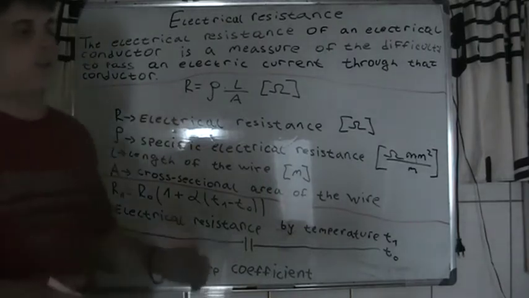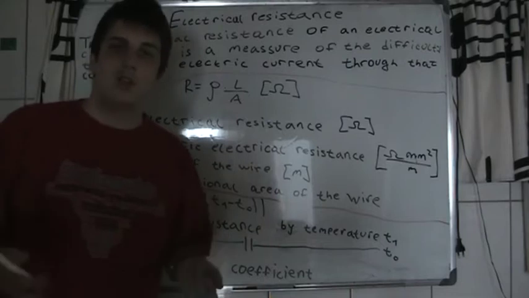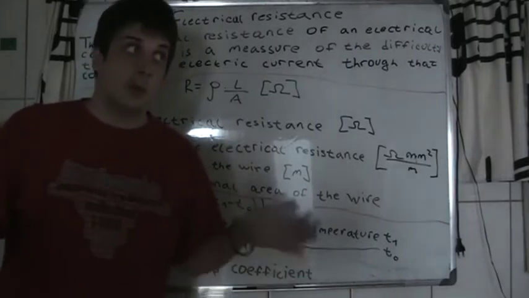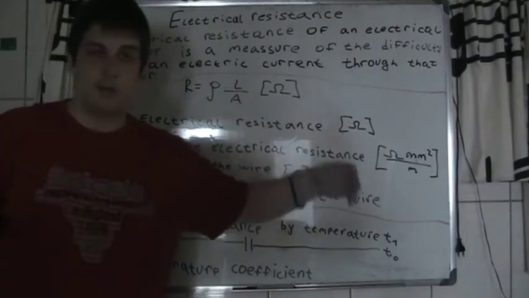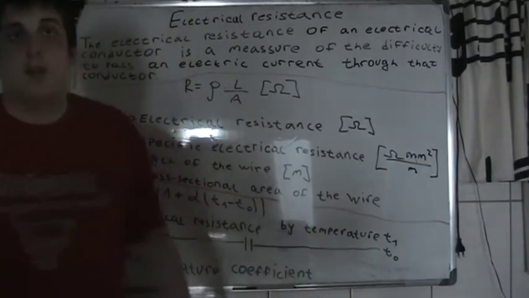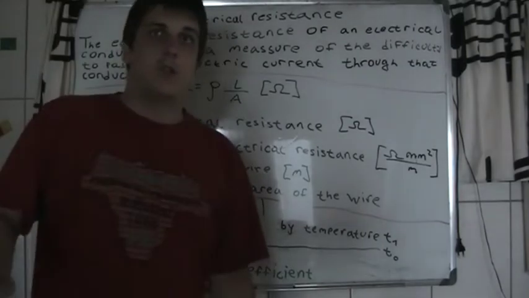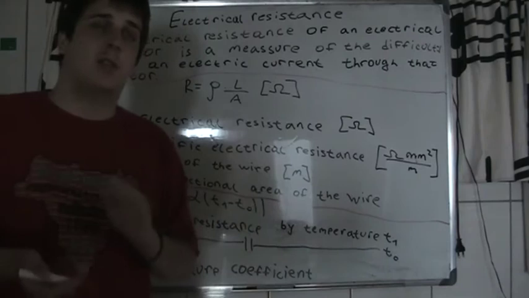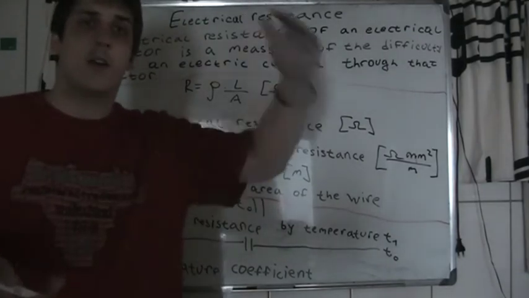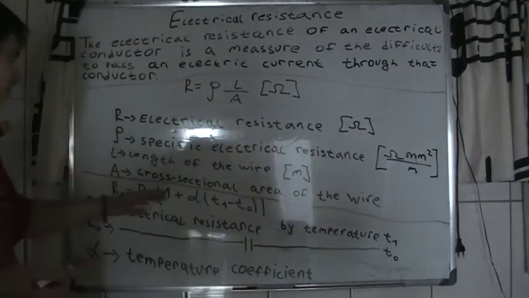But electrical resistance also depends on the temperature. So if you have more temperature, if it's hotter outside, or inside, also electrical current will give you temperature, the electric resistance is going to be a lot higher. And here you have a formula.